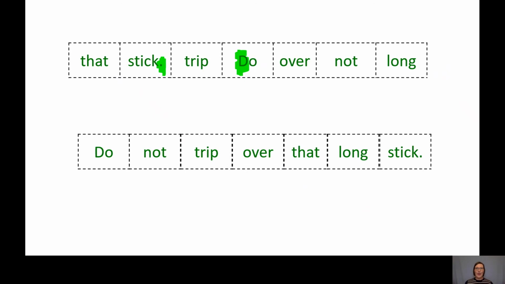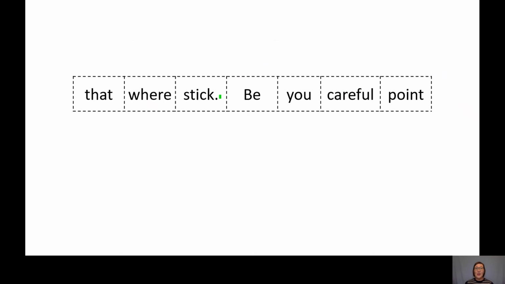I have one more for you now. Can you spot our capital letter? That's the start of the sentence. And our full stop, that's at the end of the sentence. Yes, there it is. There's our capital. And there's our full stop at the end. Brilliant. The sentence reads, that where stick, be you careful point. That doesn't make sense at all. Pause the video here and see if you can unjumble that sentence.